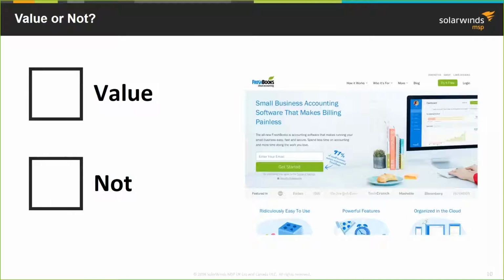FreshBooks. Never heard of them, but there's a ton of these, small business accounting folks out there, and that's what they tell us they are. Small business accounting software that makes billing painless. The all-new FreshBooks is accounting software that makes running your small business easy, fast, and secure. Spend less time on accounting and more time doing the work you love. What do you think? Value-driven or not?